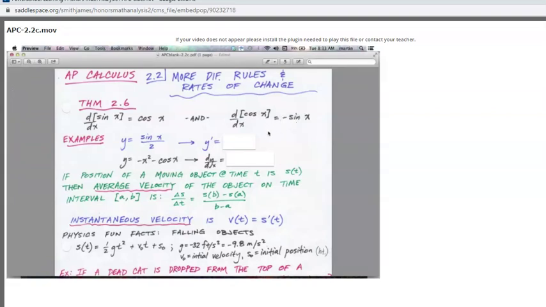Guys, this is one of the most commonly missed problems throughout this course, just because the negative sign throws us off and it's hard to remember which is which. The derivative of the sine is the cosine. The derivative of the cosine is the opposite of the sine of x.